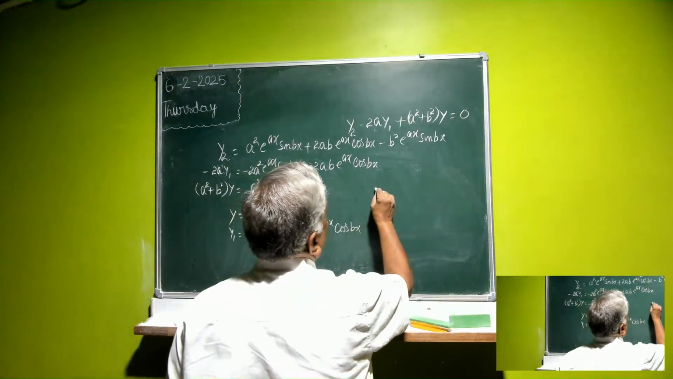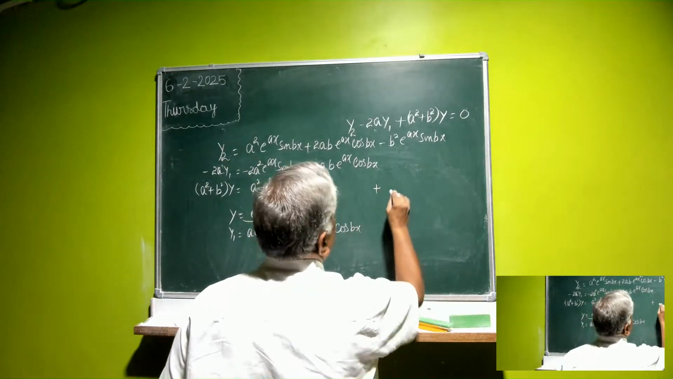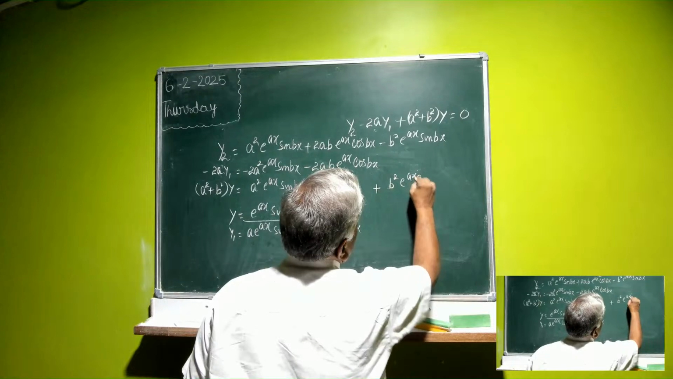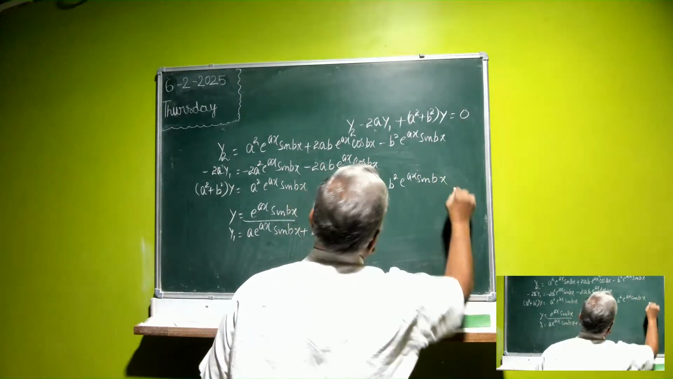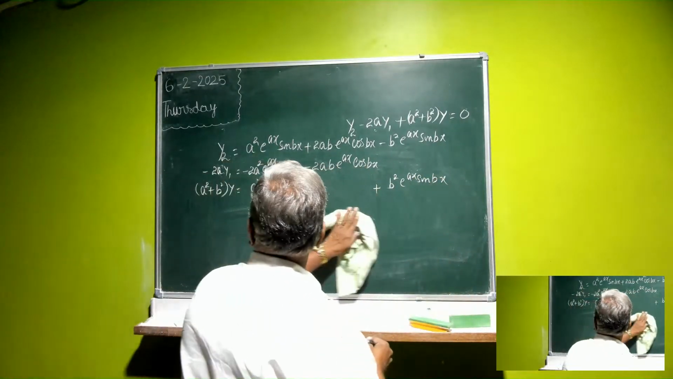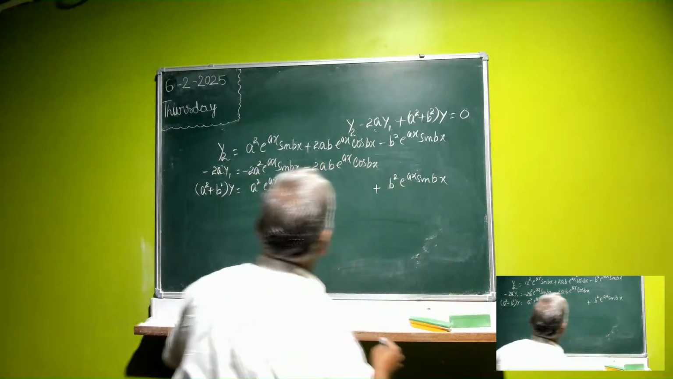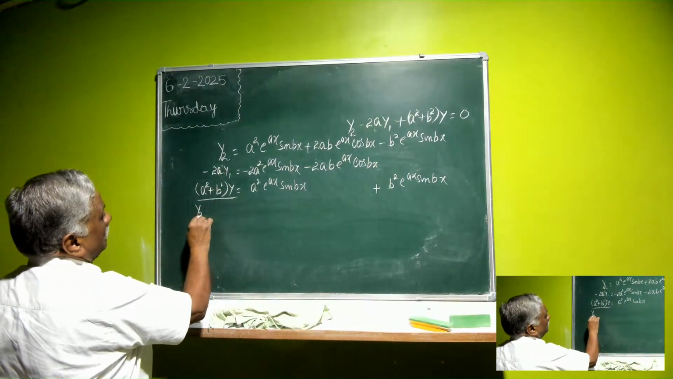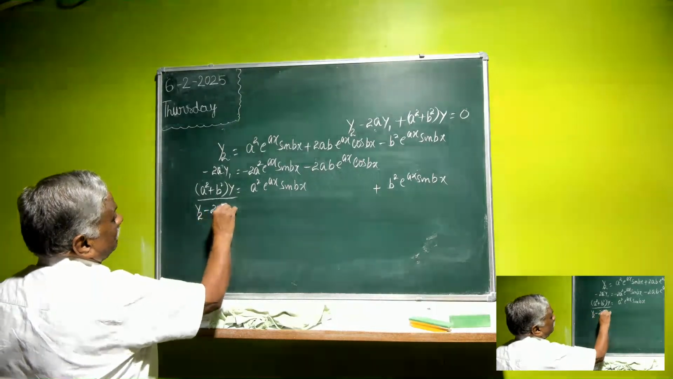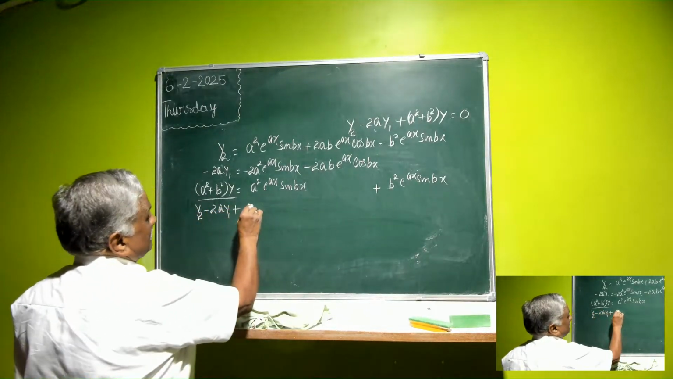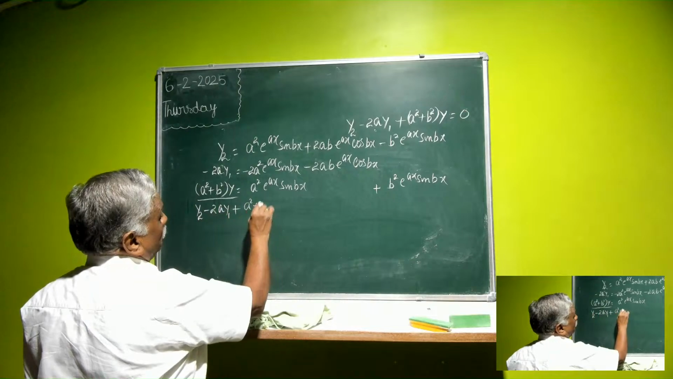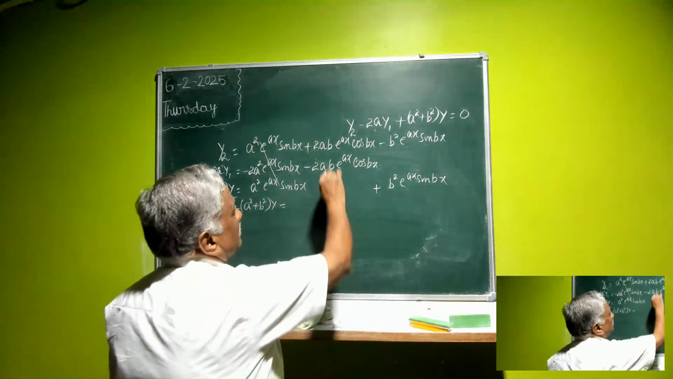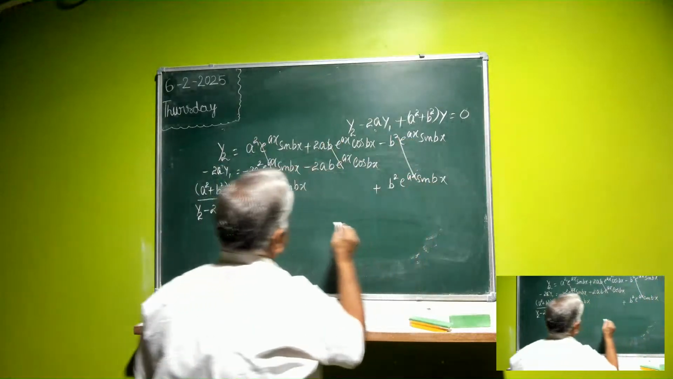Plus b square e power x sin x. So when you combine these two, or when you add all the left hand side and right hand side, the left hand side is y2 minus 2a y1 plus a square plus b square into y is equal to, these three will cancel, these two will cancel, and this will cancel. That is equal.